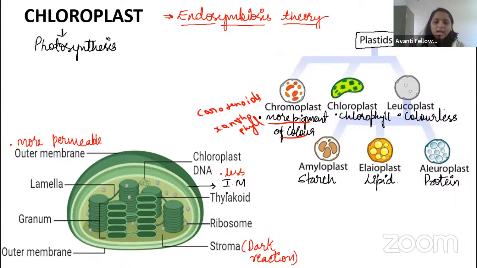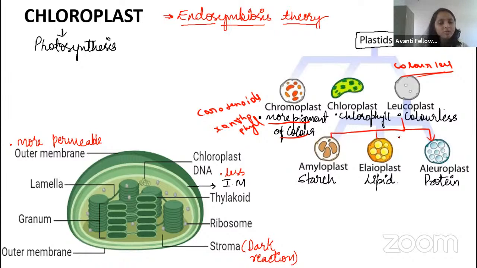Now let us come to the leucoplast. By the name only we can tell that these are colorless. Right, guys? These are colorless. Then coming to the leucoplast, remember, guys, these are having three types.